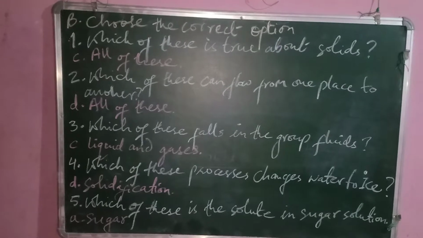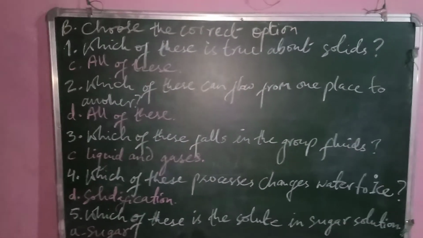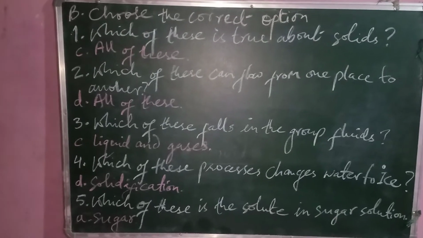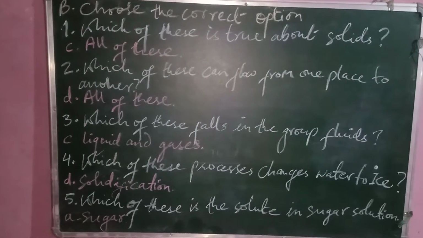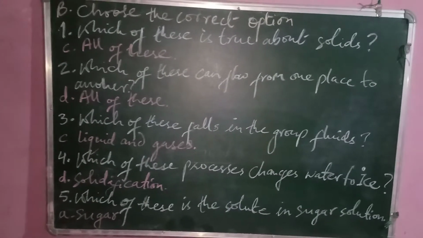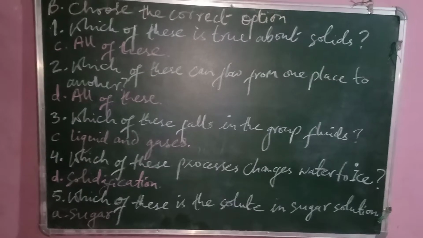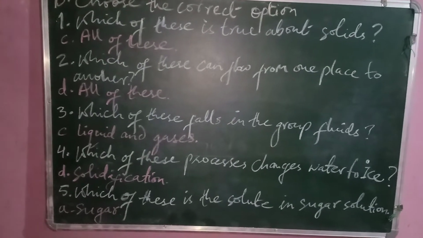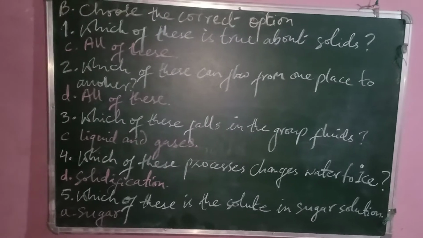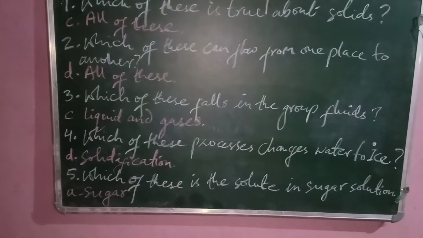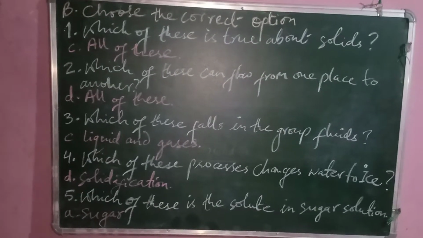Question number 5, which of these is the solid in sugar solution? And then your options are sugar, milk, water, or none of these. So the correct answer is sugar. Sugar is the solid which dissolves in the solute. Moving on.